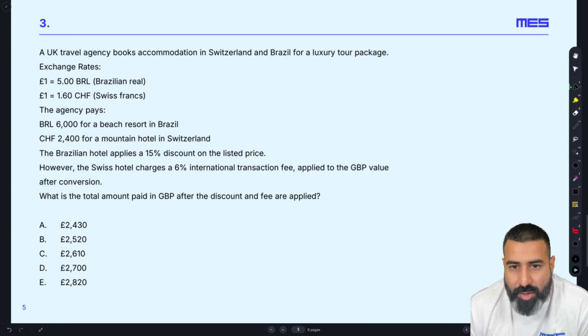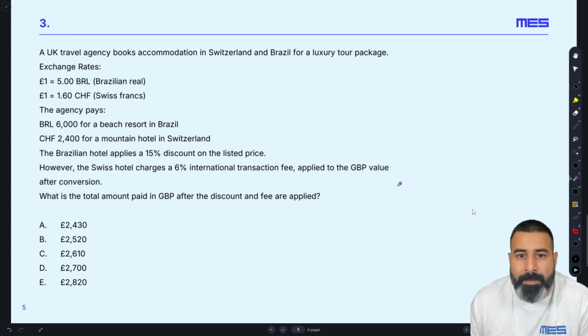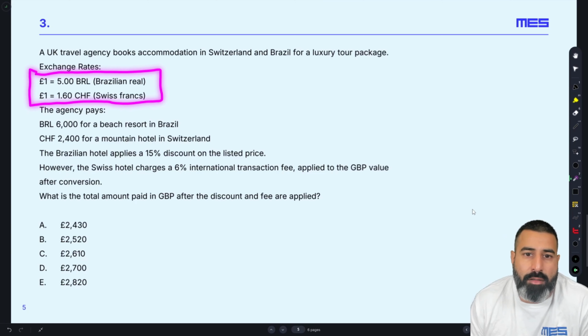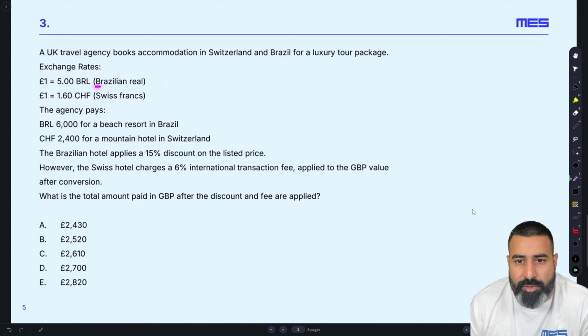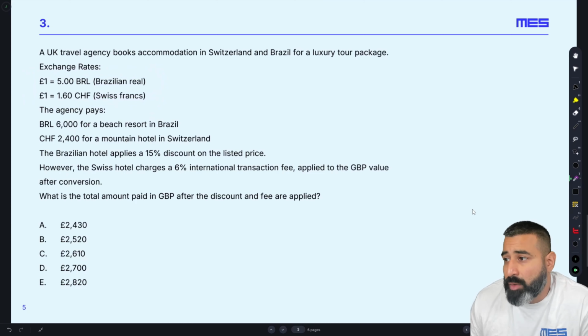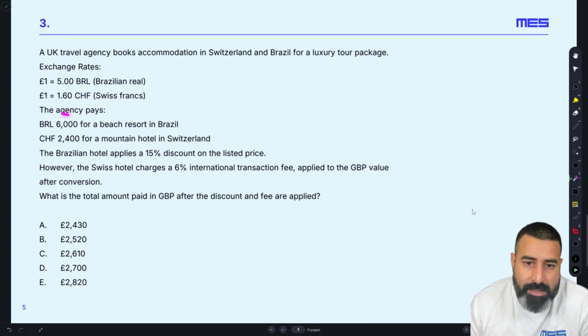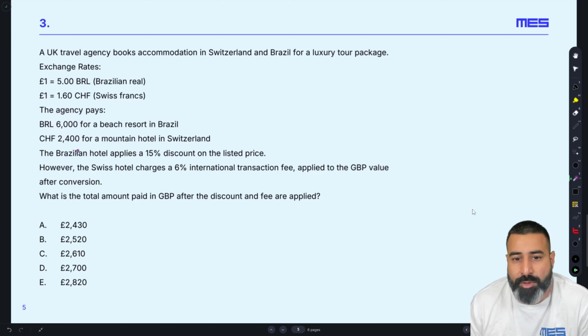Okay, so you've got lots of information here about the exchange rates from GBP into Brazilian currency and Swiss currency. Now, we are told that the agency pays 6,000 Brazilian real for a beach resort in Brazil and 2,400 for a mountain hotel in Switzerland. Very fancy. The Brazilian hotel applies a 15% discount on the listed price.